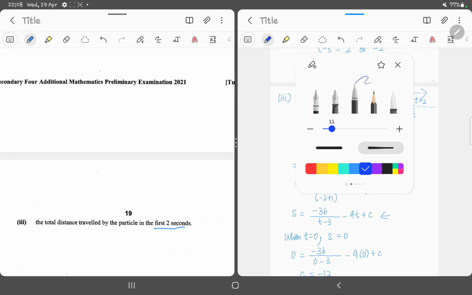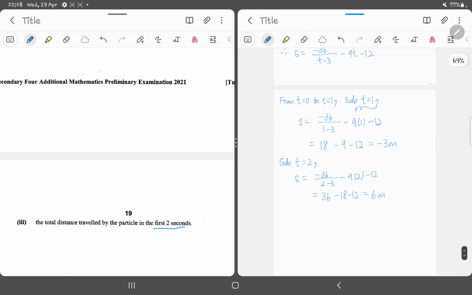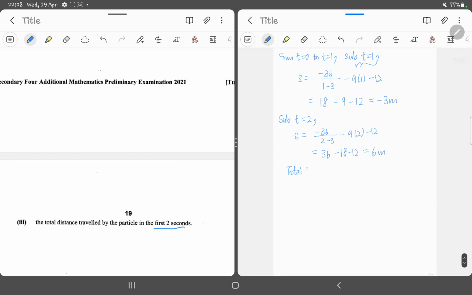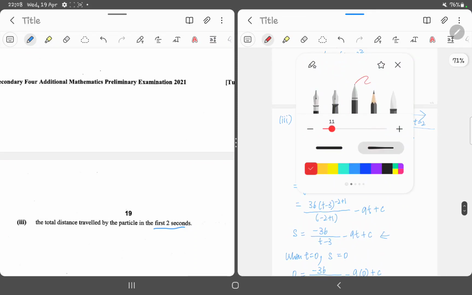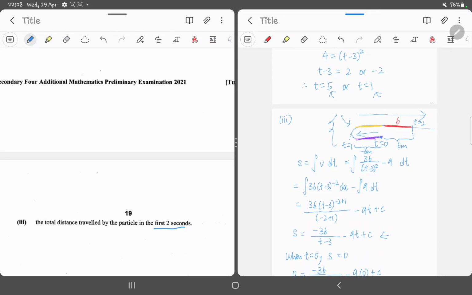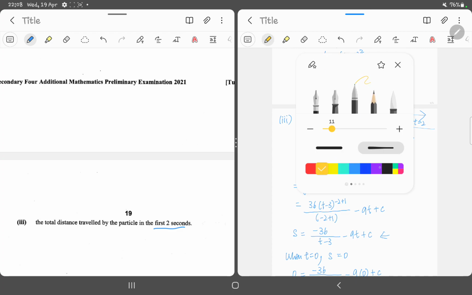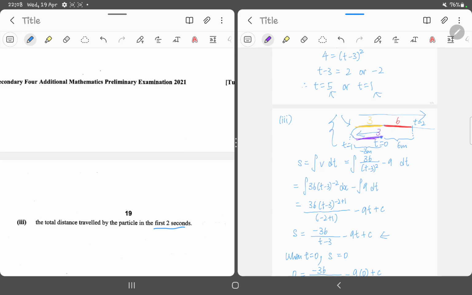So this means that the total distance is actually 6 meters plus 3 meters plus 3 meters equals 12 meters. So that is how it is done. 6 meters plus 3 meters plus 3 meters. And the total distance traveled in the first 2 seconds is equal to 12 meters. And we are done with this question on kinematics.